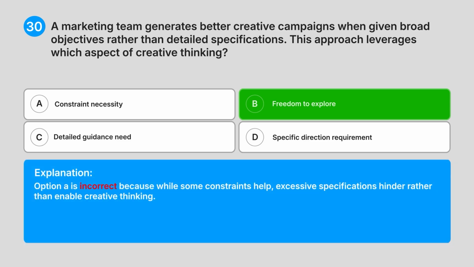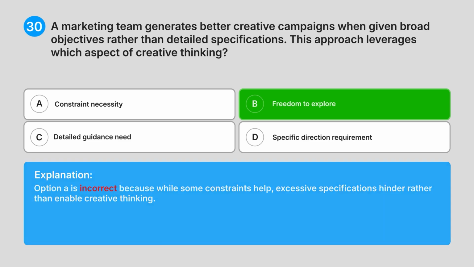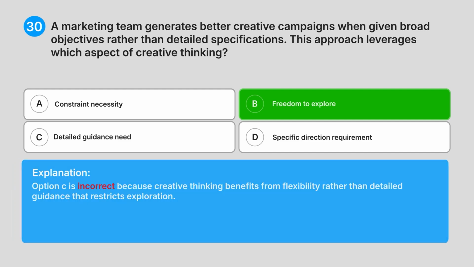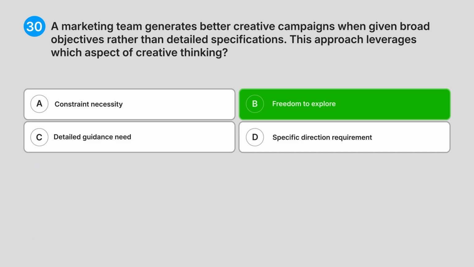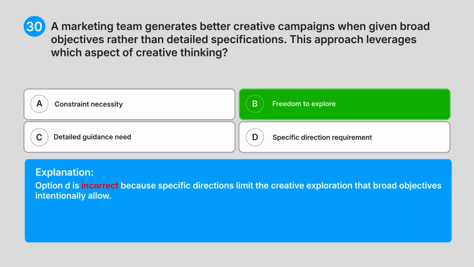Option A is incorrect because while some constraints help, excessive specifications hinder rather than enable creative thinking. Option C is incorrect because creative thinking benefits from flexibility rather than detailed guidance that restricts exploration. Option D is incorrect because specific directions limit the creative exploration that broad objectives intentionally allow.